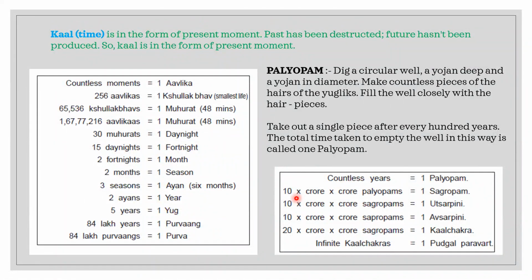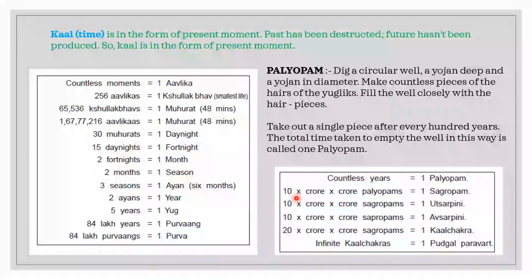After a Purva, there is a time that is known as Palyopam. Palyopam is basically countless years. But in order to understand Palyopam, our Shastra has given a definition. It says that if you dig a circular well that is 1 yojan in diameter and 1 yojan deep, and fill this well completely with the hair of Yugliks, which are very soft and very small, so that no more hair can fit inside this well.